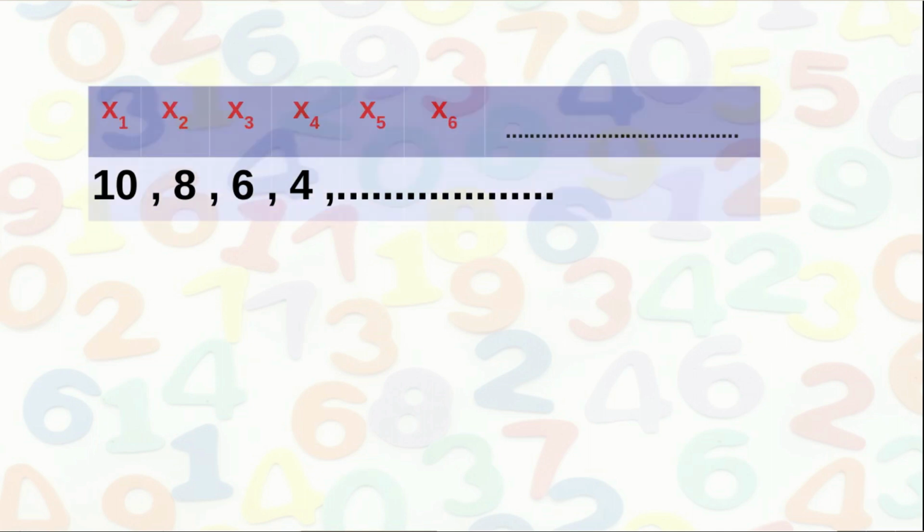Now one more sequence. 10, 8, 6, 4, etc. Is it an arithmetic sequence? Let's check. The first term of the sequence is 10. 2 is subtracted to get the second term. Again 2 is subtracted to get the third term, and so on. So here the sequence starts with 10 and 2 is subtracted repeatedly. Can it be considered as an arithmetic sequence?